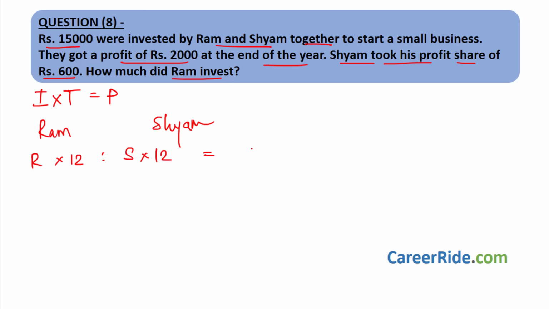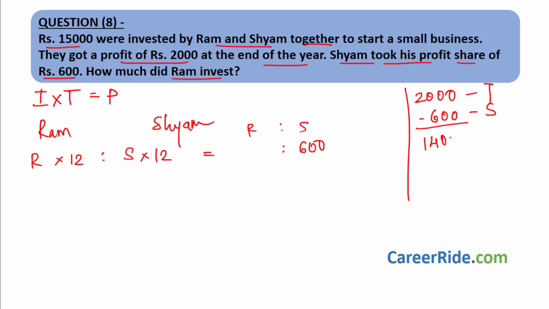And what is the profit ratio? Do we know the profit ratio for Ram to Shyam? No. So this is Ram, this is Shyam. Profit ratio we do not know, but what we do know is that the actual profit of Shyam is 600 rupees. What is the actual profit of Ram then? We don't know. Let's see whether we can calculate it. Total profit is 2,000. Out of that, Shyam takes his share of 600. So how much will Ram get? 1,400 rupees. This is the profit share of Ram. So profit of Ram is 1,400 rupees.